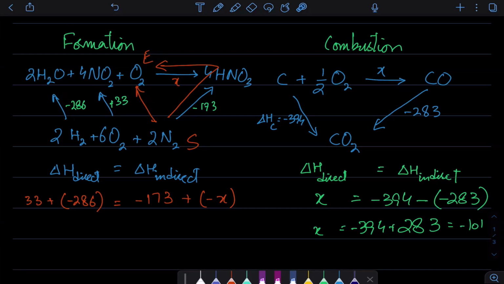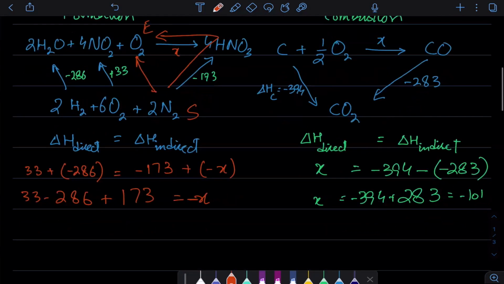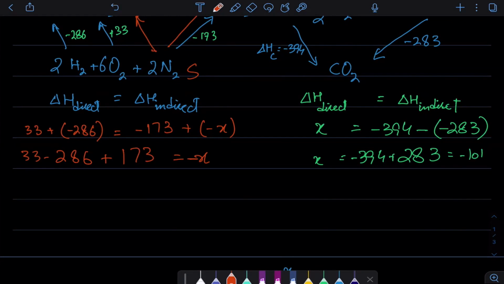And my indirect path is starting. And because the arrow is going upwards, you're using plus. देखो, arrow अगर उसी side पे जा रहा है जिस side पे मैं कर रहा हूँ, then that is going to be my answer. Yeah. So there you go. Indirect हमने लिख लिया. So 33 - 286 + 173 is equal to -x. जो भी आंसर आ जाता है, it's a pretty straightforward question.